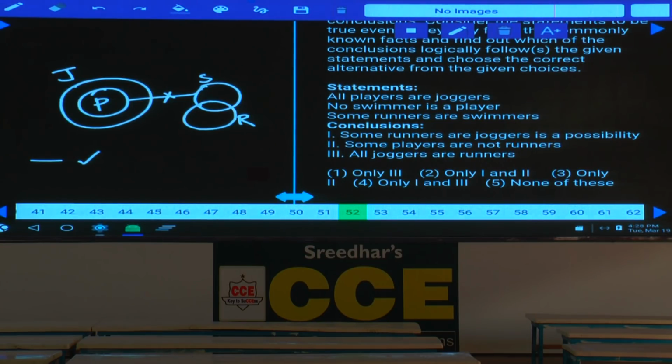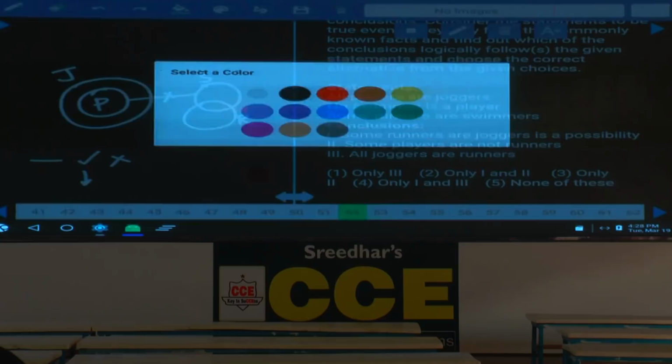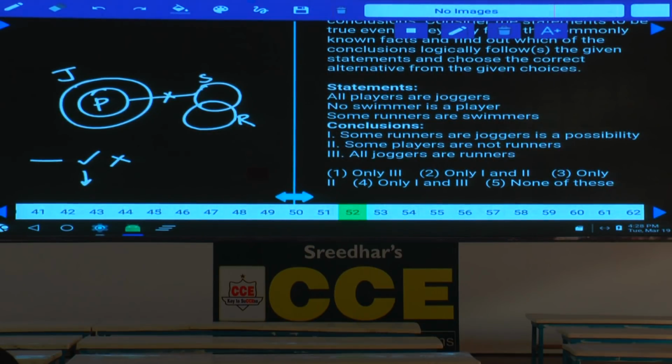And all joggers are runners, that is false. Now the second conclusion is true, and the second one is what? Second one is a negative conclusion which is true. Now in order to make this one false, we need to prove its complementary pair. Tell me what is a complementary pair here? All players are runners.